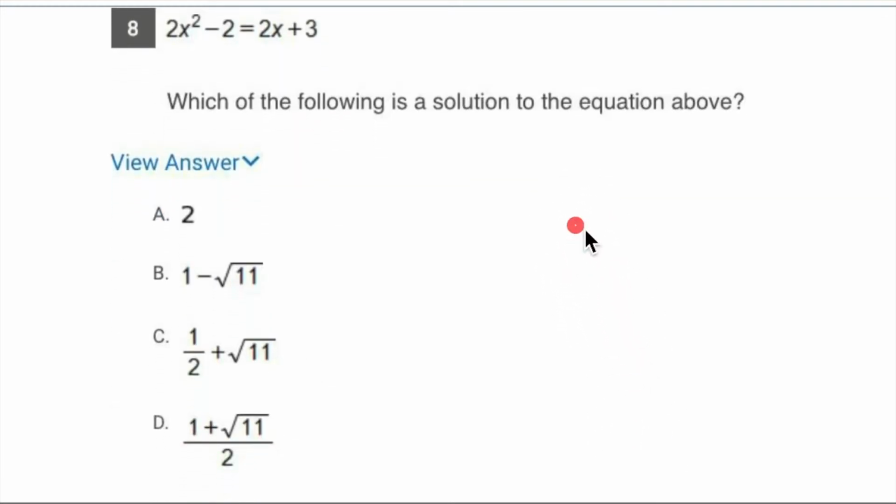All right, which of the following is a solution to the equation above? It's harder to plug your answers in. You could try plugging that 2 in just to see if it works. That would be really easy to do, but it doesn't work. So these are harder to plug in, though you could do it. Now, the first thing you want to do anytime you have a quadratic equation is set it equal to 0. So I'm going to do that right up here. 2x squared. I'm going to subtract the 2x from both sides, and I'm going to subtract the 3 from the negative 2, and I'm going to get negative 5 equals 0.